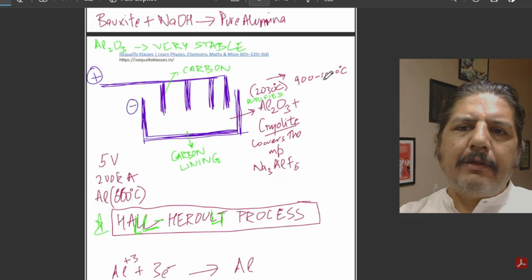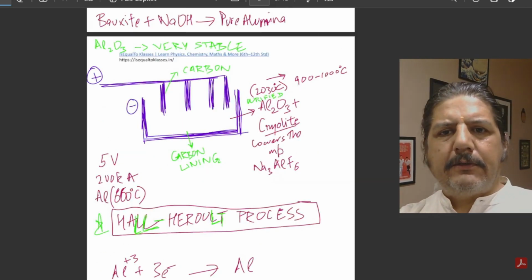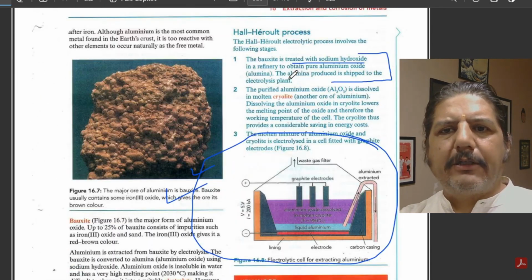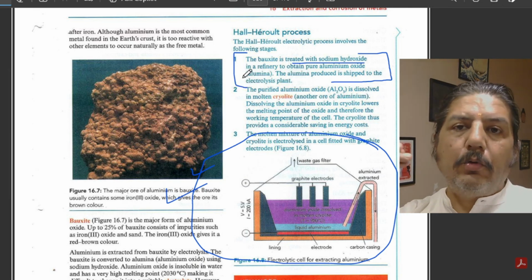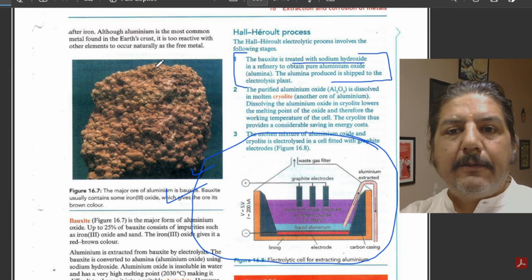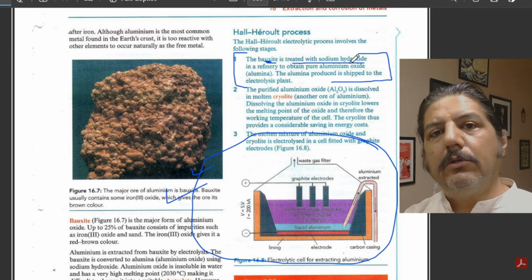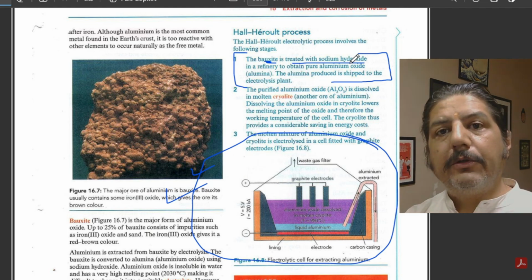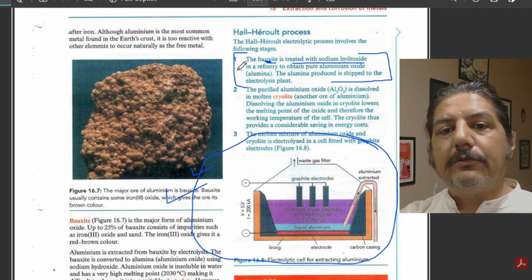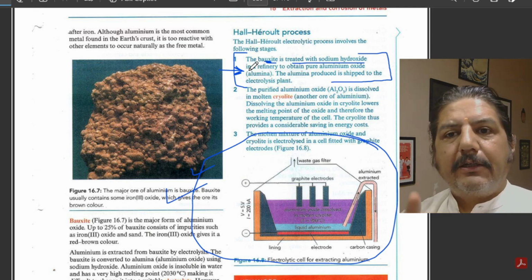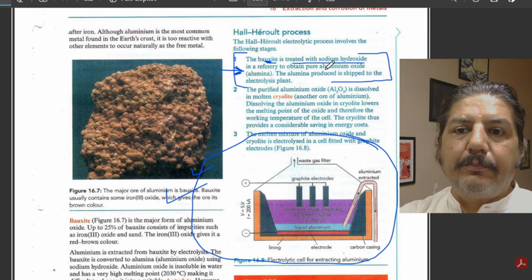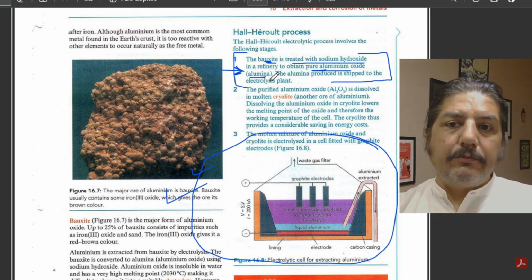Briefly, the process happens in three steps, as mentioned in your textbook. The ore of aluminium is bauxite. First, it is treated with sodium hydroxide. You should know this process, because questions are asked on the basis of this, and we'll be doing a question also. Bauxite is treated with sodium hydroxide in a refinery to obtain pure aluminium oxide. So pure alumina is formed in the first step.